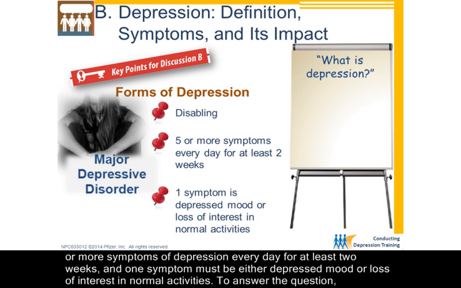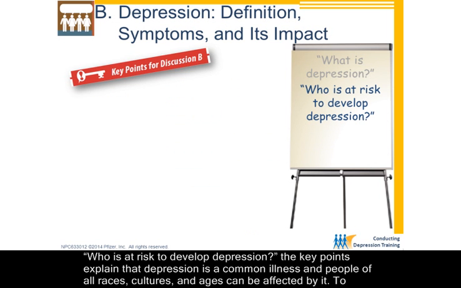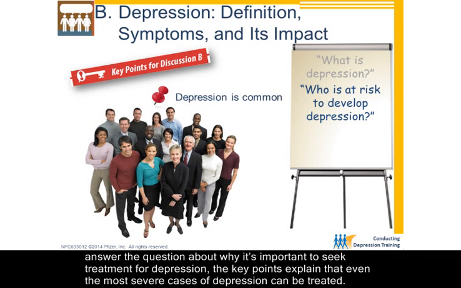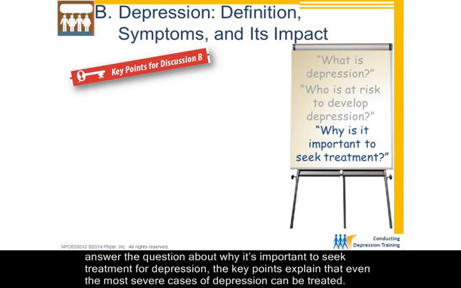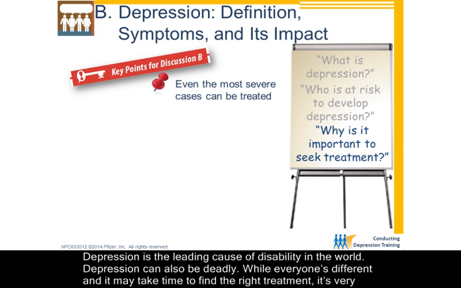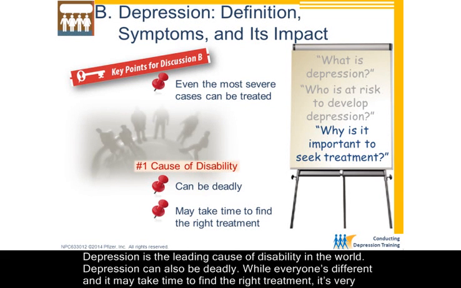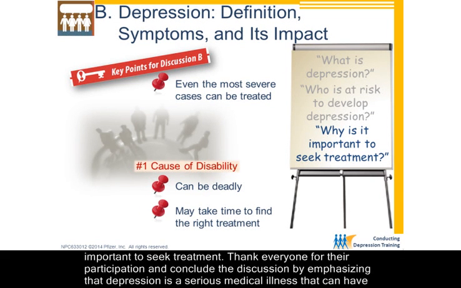To answer the question, who is at risk to develop depression, the key points explain that depression is a common illness and people of all races, cultures, and ages can be affected by it. To answer the question about why it's important to seek treatment for depression, the key points explain that even the most severe cases of depression can be treated. Depression is the leading cause of disability in the world. Depression can also be deadly. While everyone's different and it may take time to find the right treatment, it's very important to seek treatment.